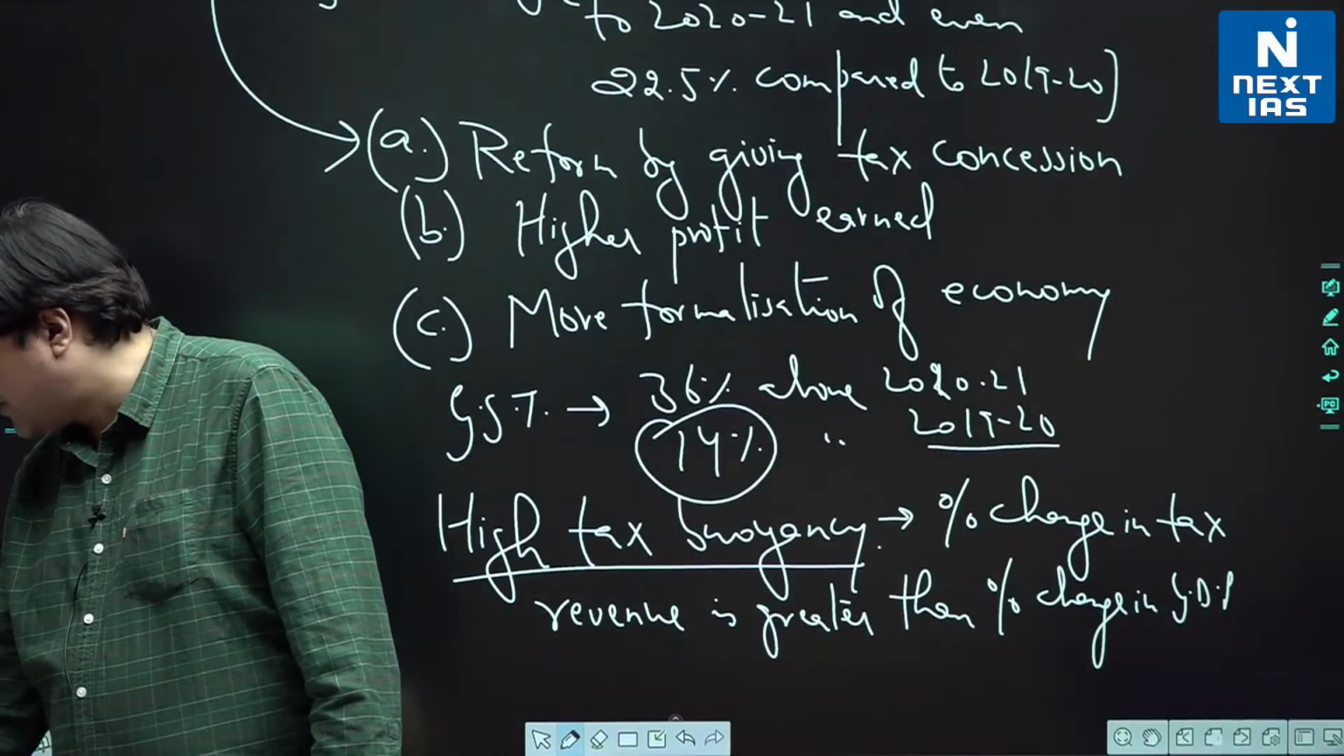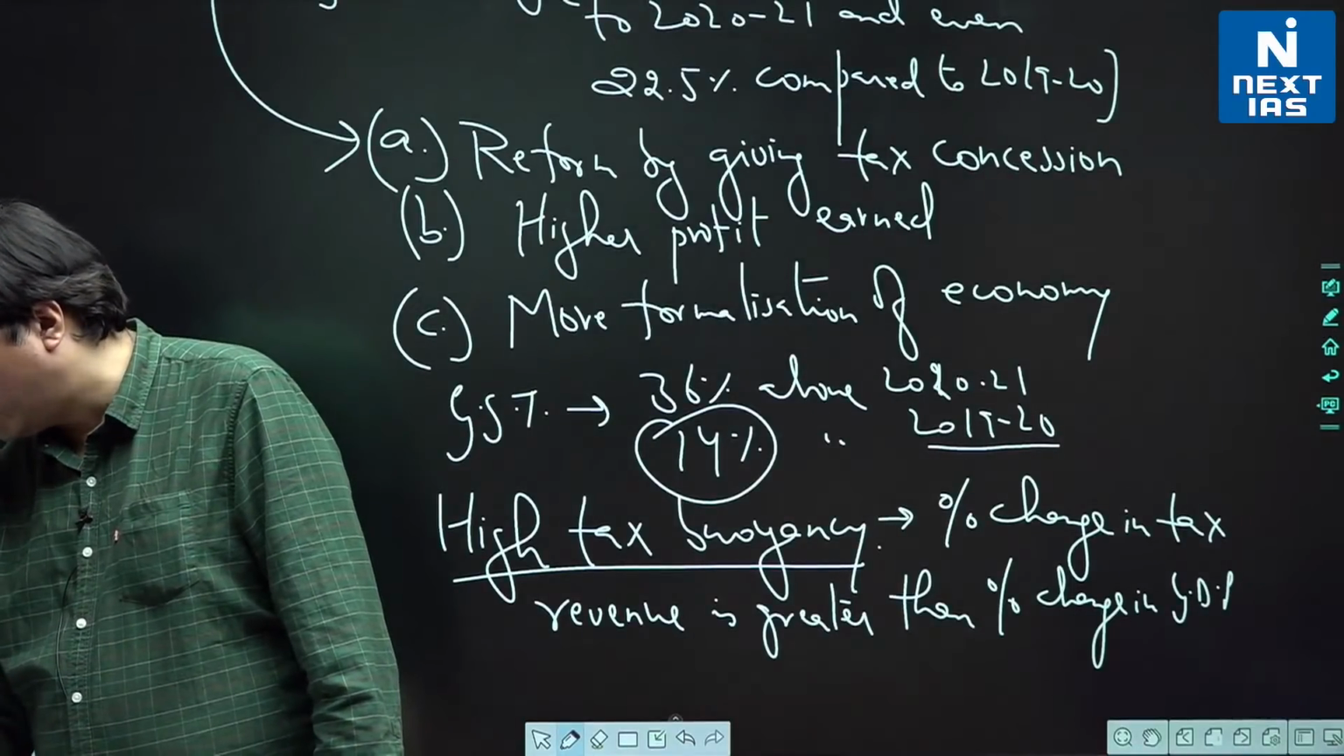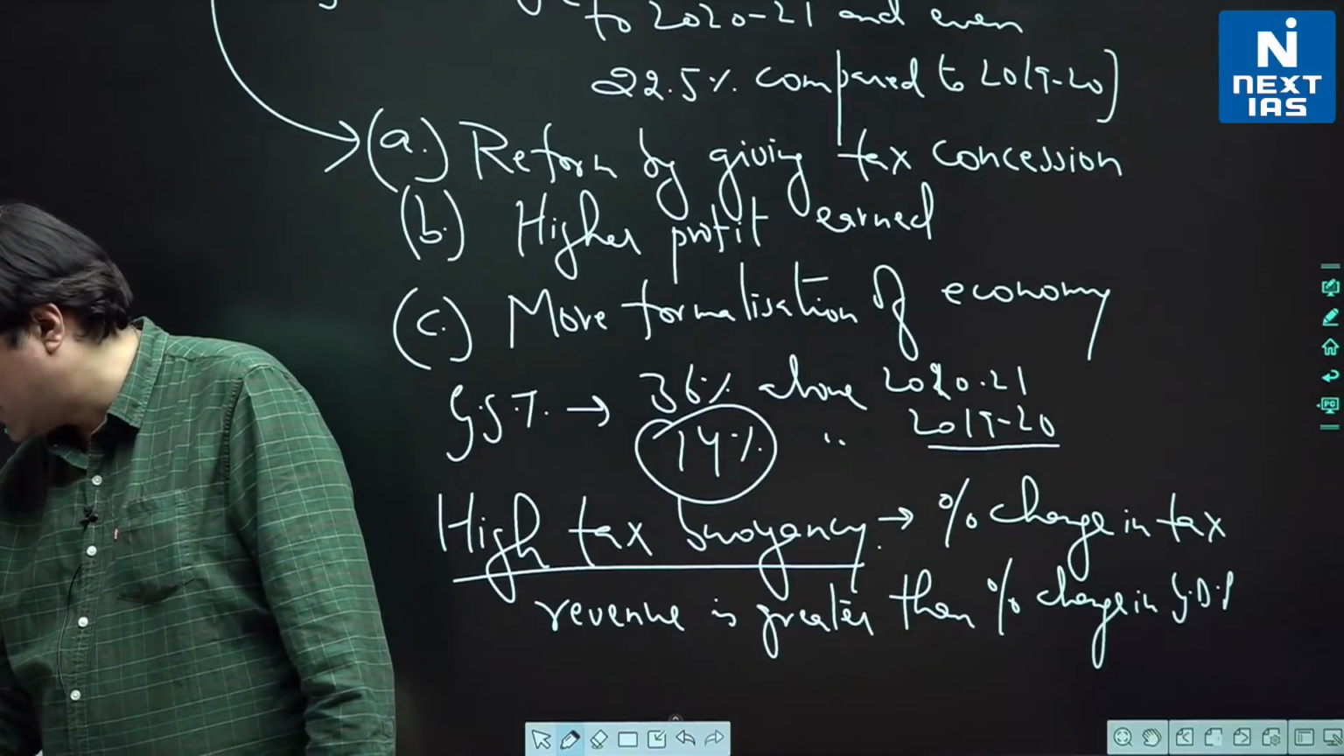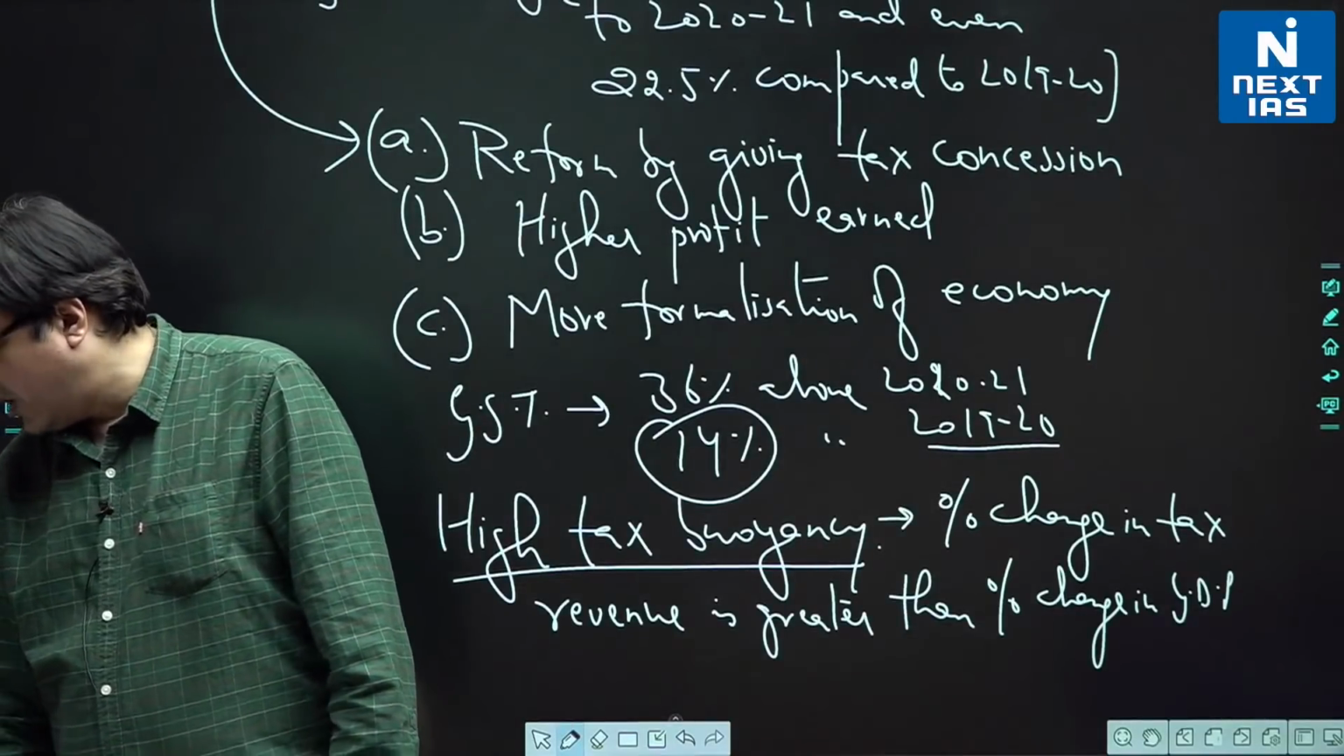By more reporting, Shubham, reform by giving tax concession leads to more reporting. And since there is more reporting, that gives you high growth. That is the aspect of it.